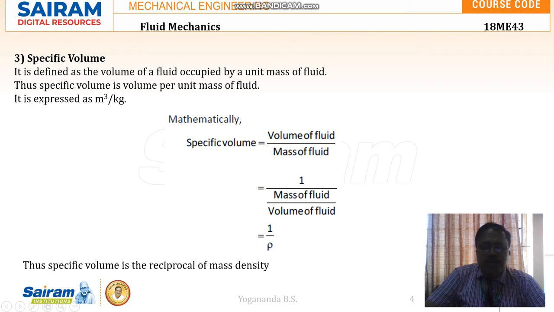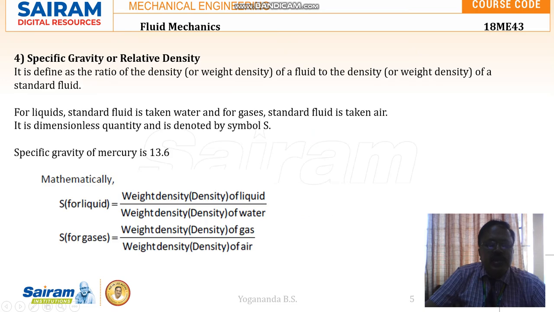Now we know that mass of the fluid by volume of the fluid ratio is considered as the mass density rho. That's why specific volume is 1 upon rho, the reciprocal of the mass density. So specific volume is the reciprocal of mass density. Mass density is in kg per meter cube, whereas the specific volume is in the reciprocal of that, so it is meter cube per kg.